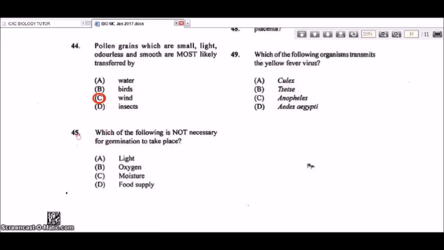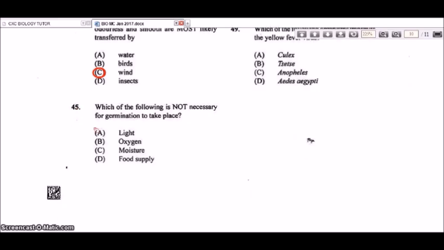Question 45, which of the following is not necessary for germination to take place? So the seed does not need light to germinate. Only a seedling, as it's growing and developing leaves. That's the only time light will be necessary, when it actually has the leaves above the ground and the leaves can be used for photosynthesis. But the seed itself does not need light. It needs oxygen, it needs moisture, and it needs the food supply, which would be available in the cotyledons of the seed structure. So A, light, not necessary for germination.